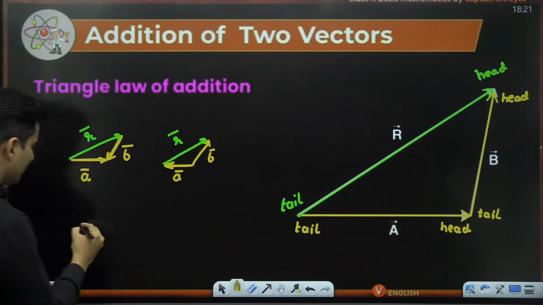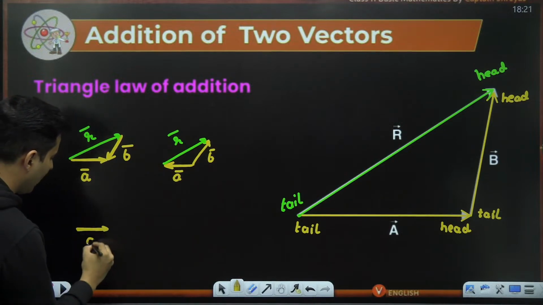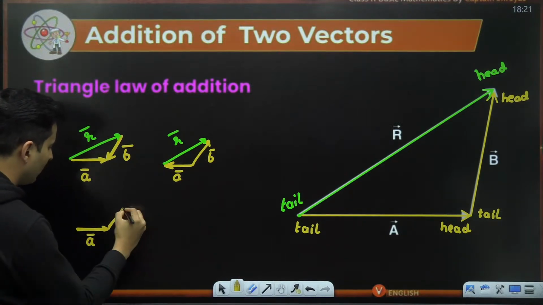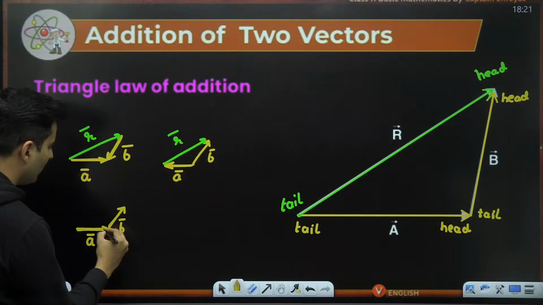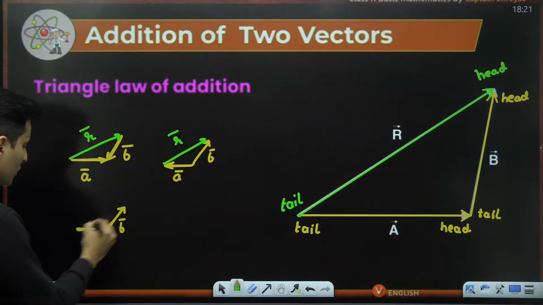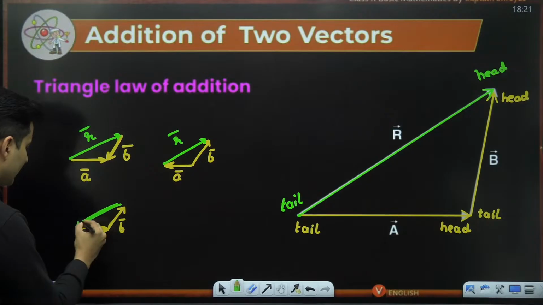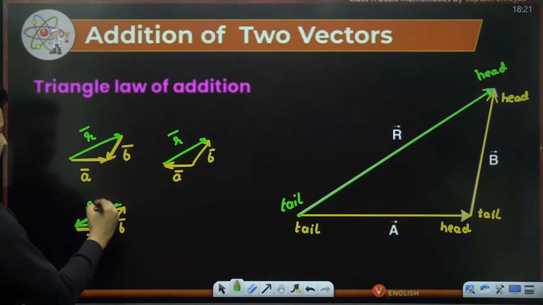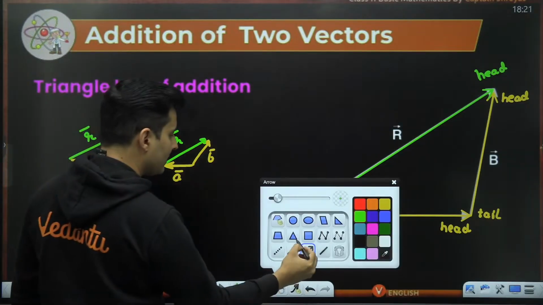Or even this, let's say I put vector A over here and then I put vector B over here. But the resultant vector, instead of showing like this, I show it like this. This is also wrong, guys. This is also wrong.